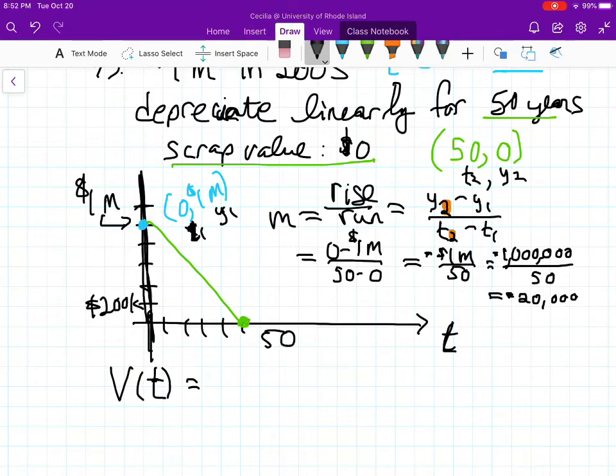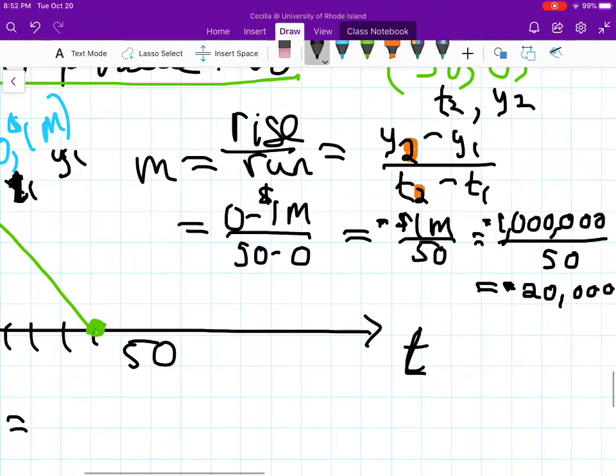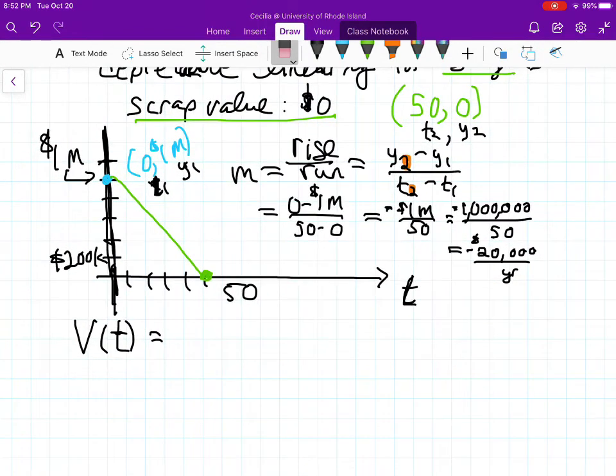So our rate has to always be negative. Sorry, I talked about it and then dropped it. Let me make sure that's really clear. This is a negative 20,000. And this is dollars for every year. So we'll go ahead and put that into our linear depreciation equation.